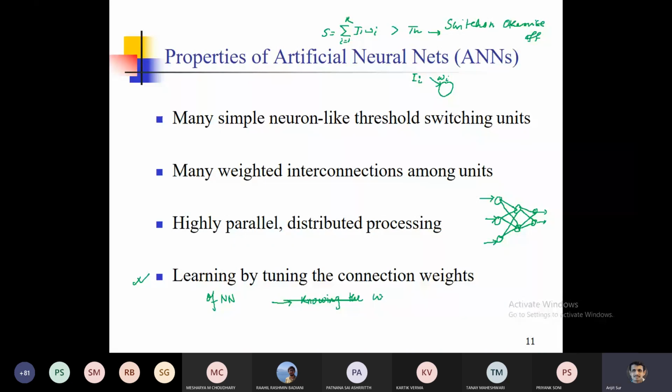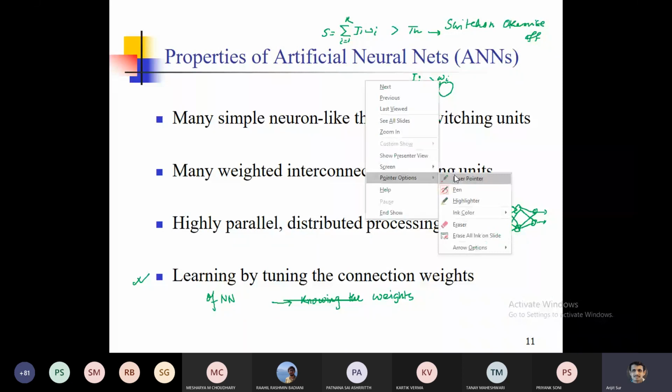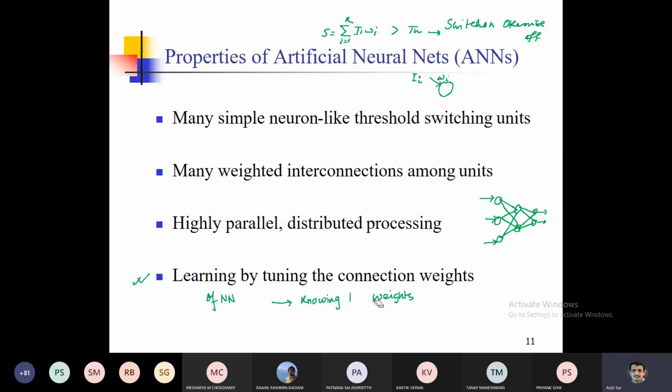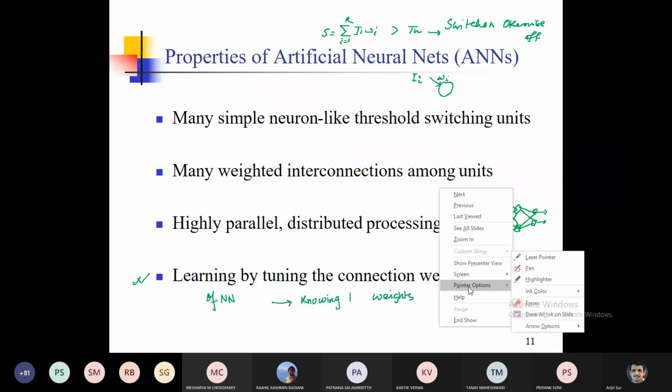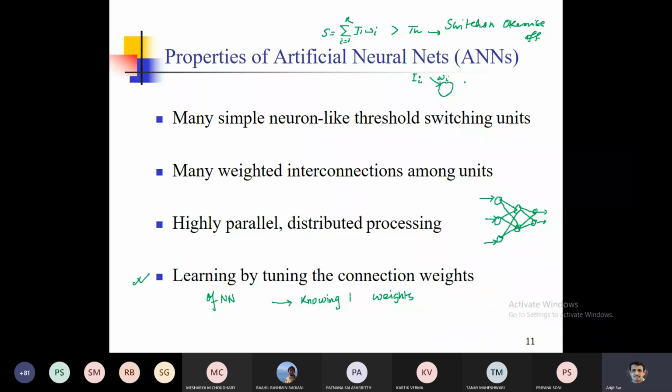If we know the weights, there is a basic understanding of what the weights are. You can see that there are a lot of weights associated here, as I discussed earlier. Every input-to-output connection has a weight associated with it. This is i, this is j, so this is w_ij. For every connection there is a weight.